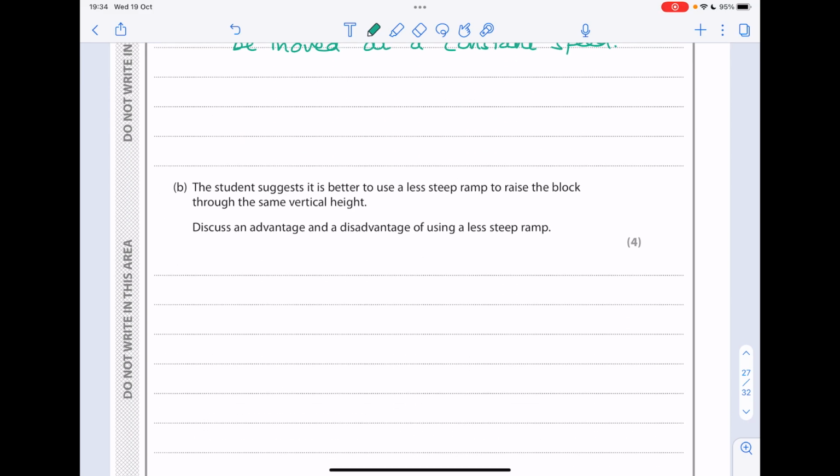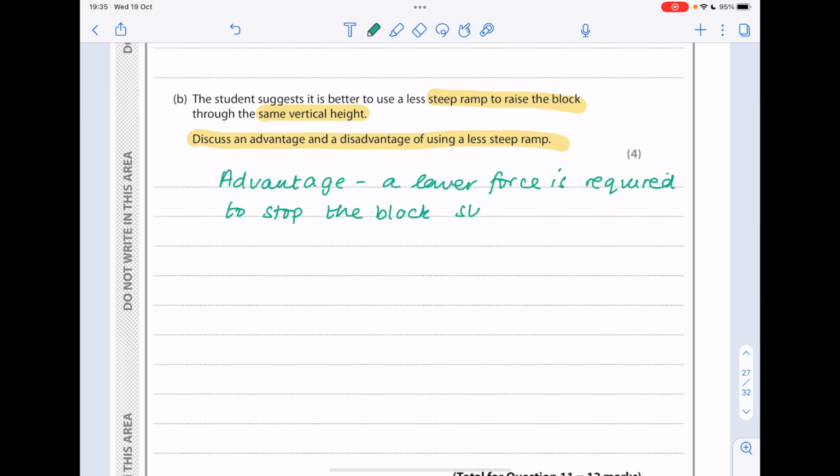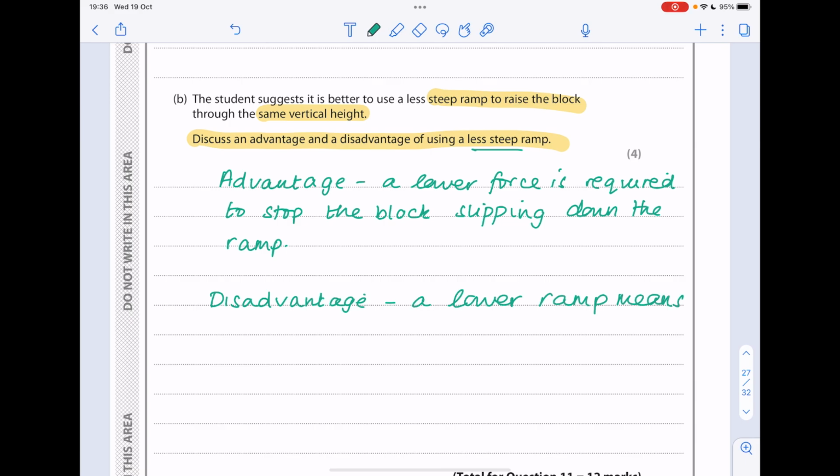The student suggests it is better to use a less steep ramp to raise the block through the same vertical height. Discuss an advantage and disadvantage of using a less steep ramp. So one advantage could be that you need a lower force to stop the block from slipping down. So there's your advantage. However, a less steep ramp means you have a longer distance, which is definitely a disadvantage. So a lower ramp means a longer distance, which is therefore more inefficient.